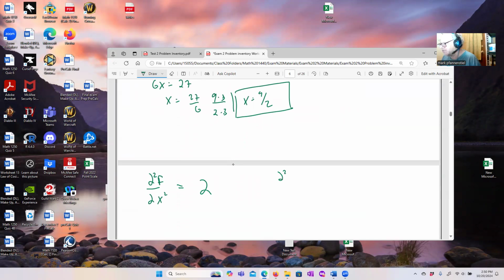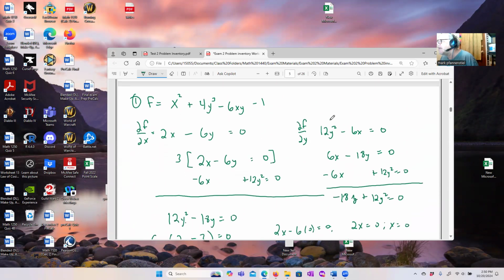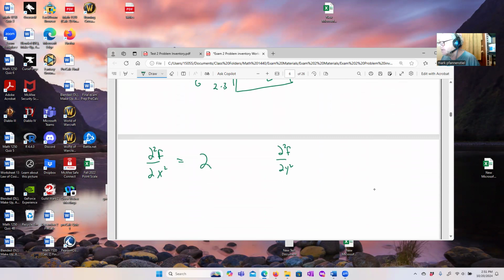Okay, now we're going to do the same thing. We have d squared f dy squared. So we go up to where our y is, and we take the derivative again with respect to y. And it looks like we are just going to be getting 24y.